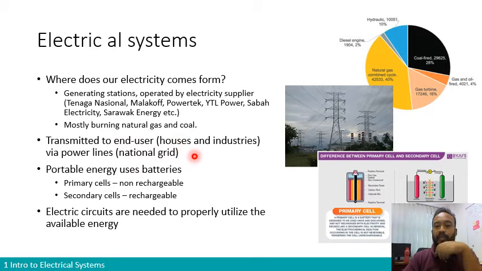The end user might have different categories, right? Houses and industries. So they transmit it at different levels of what we call voltages. And then after that, instead of using energy directly coming from the power station, we might also use portable energy, like what you have in your handphones or in your laptops. They have also been charged using energy generated in the power station, but they can be stored. So that's what we call batteries.